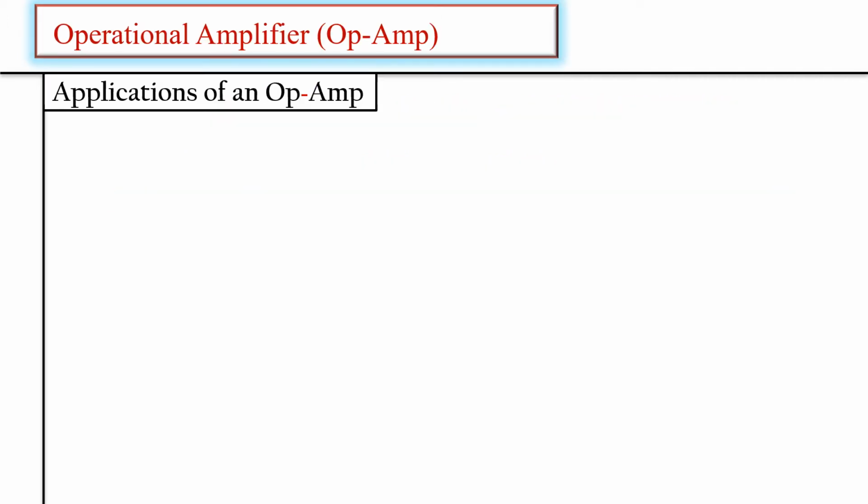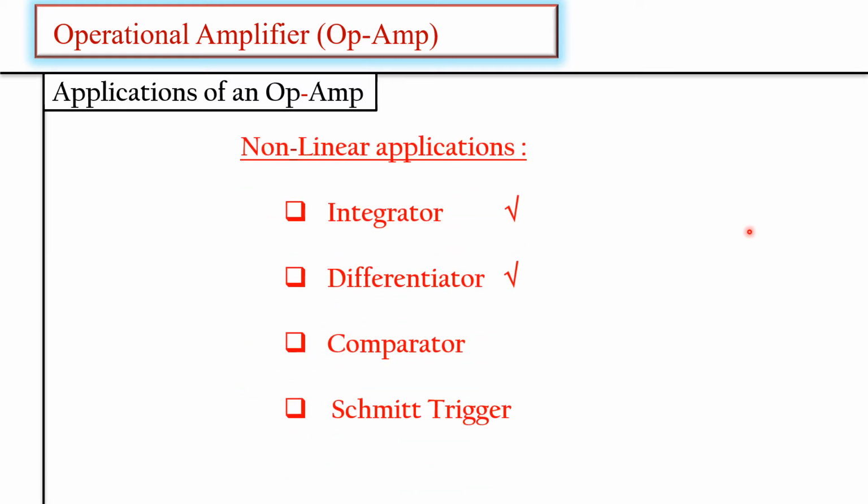Applications of an op-amp. In the previous lecture, we already saw the linear applications of op-amp and their derivation. Which were the linear applications of op-amp? Non-inverting, inverting, buffer, adder, inverter and subtractor. We have seen the output expression for each of them. Then we started with the nonlinear applications of op-amp.